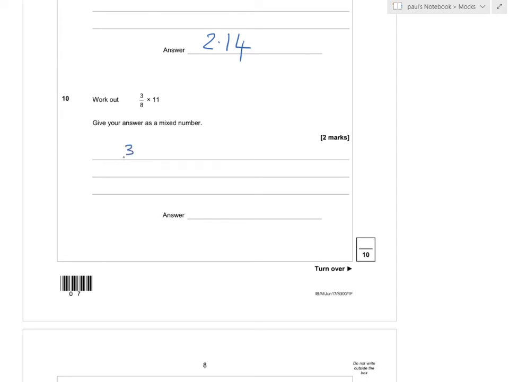So 3 over 8 times 11. I could put that over 1, yeah? 11 months. So that's 33 over 8, which is 8s into that go 4, which is 32, and 1/8 left over.